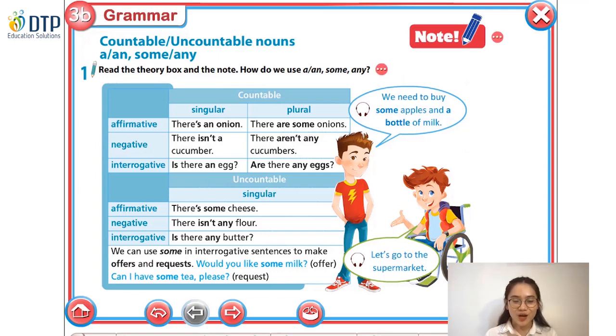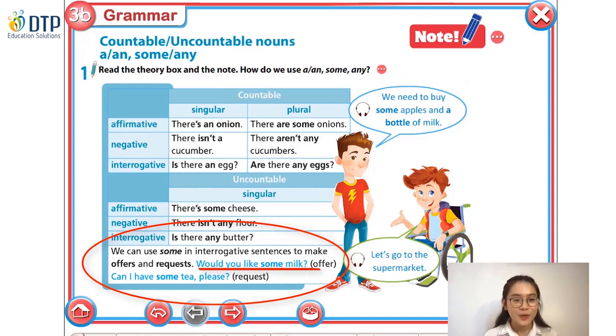And one more thing, we can also use some in interrogative sentences to make some offers or requests. For example, would you like some milk? Or can I have some tea please?